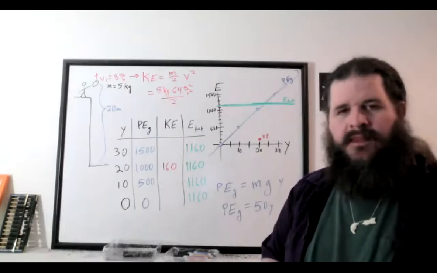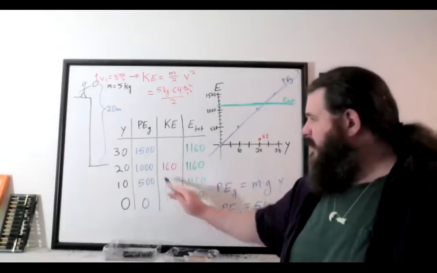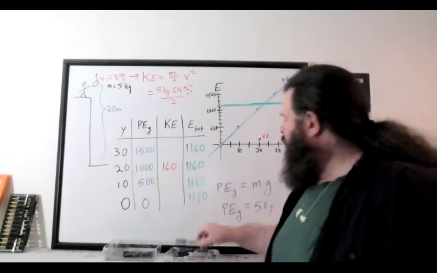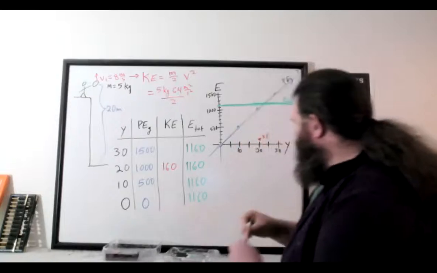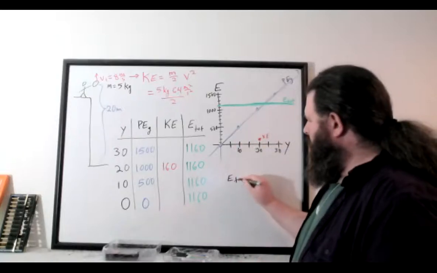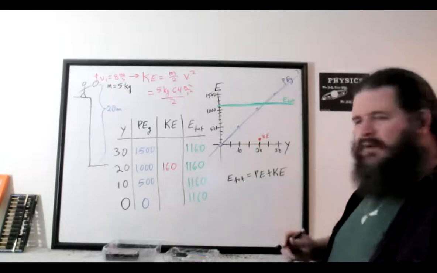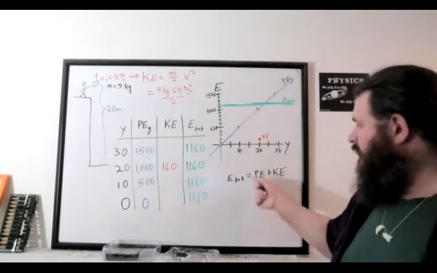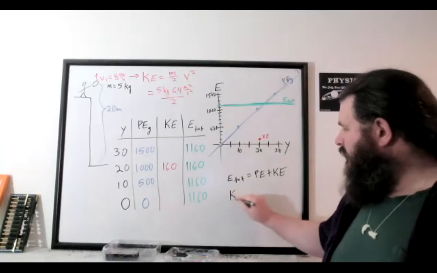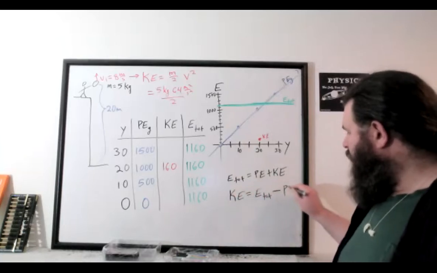The kinetic energy. Right, because kinetic energy in this case is just going to be the difference between potential energy and E total, since the total energy is potential energy plus kinetic energy. And I want to emphasize this next step only really applies if there's only two types of energy changing. Because if you solve for kinetic energy, you just get E total minus potential energy.